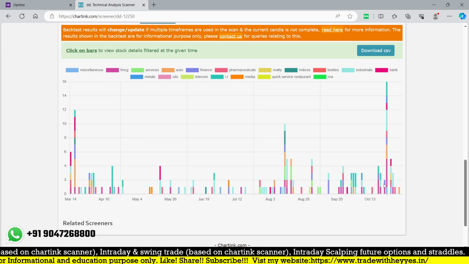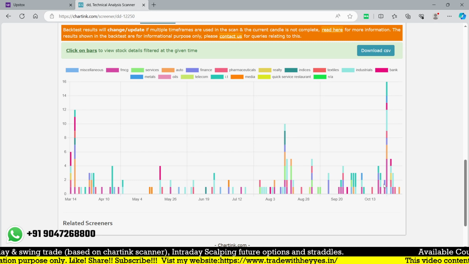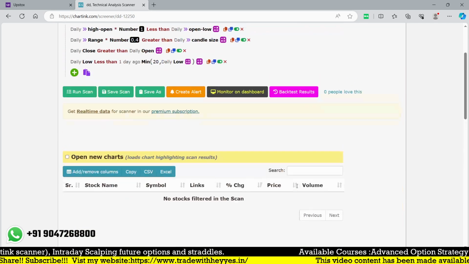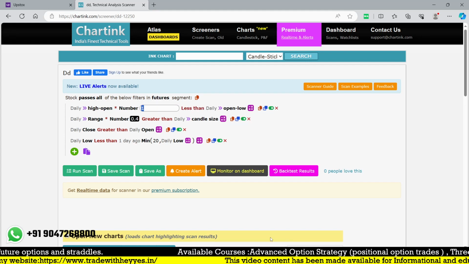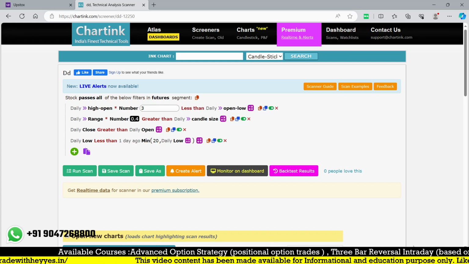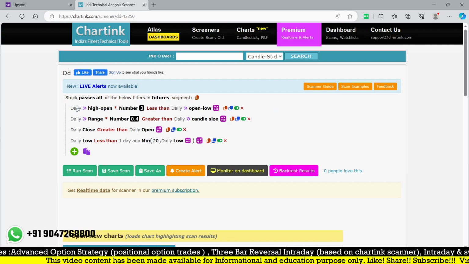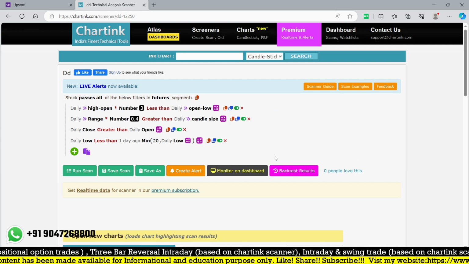So it's reliable and it cannot repaint. That is a very important condition. Let me check for a weekly time frame. Whatever the time frame is in daily, we are simply going to change it to weekly.